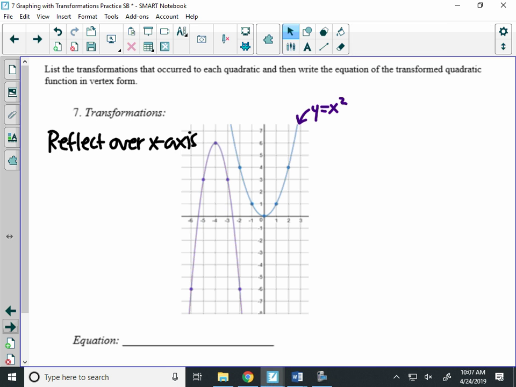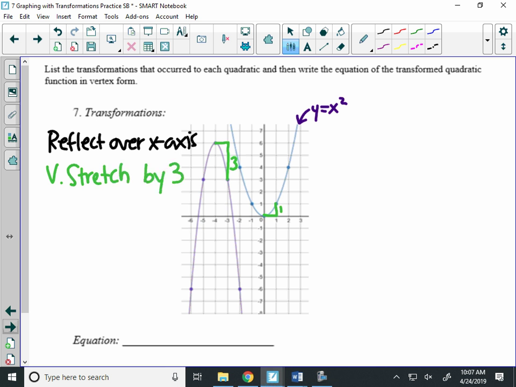The next one, you should notice that when I look at the parent function here, usually my pattern is I go out 1 box, up 1 box. Well, on my purple graph, I go out 1 box, down 3 boxes. So because I'm going down 3, which is 3 times as large as 1, I have a vertical stretch by 3. So my graph was flipped upside down, it was stretched by a factor of 3. Now I can also see that my graph moved left 4, and then up 6.